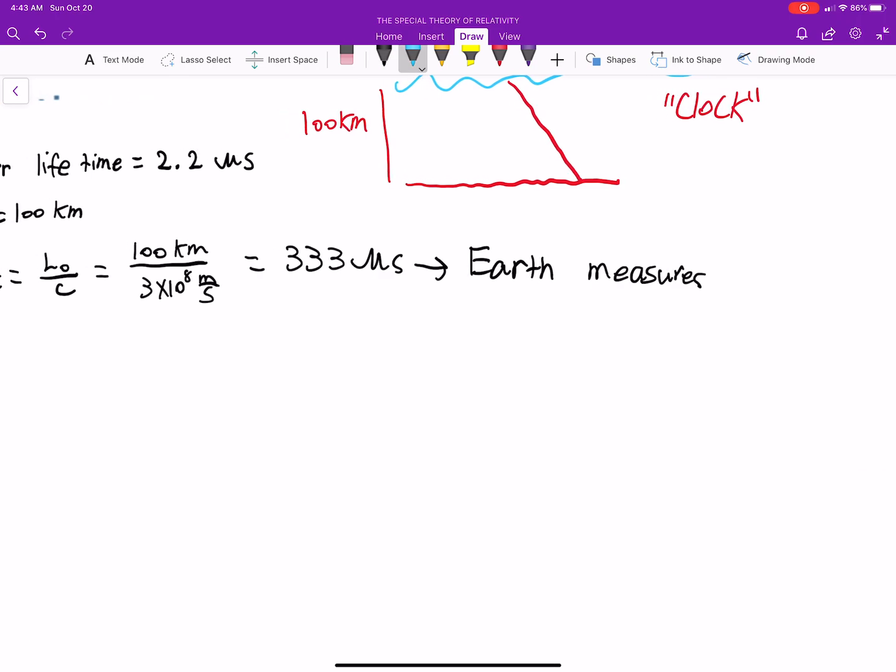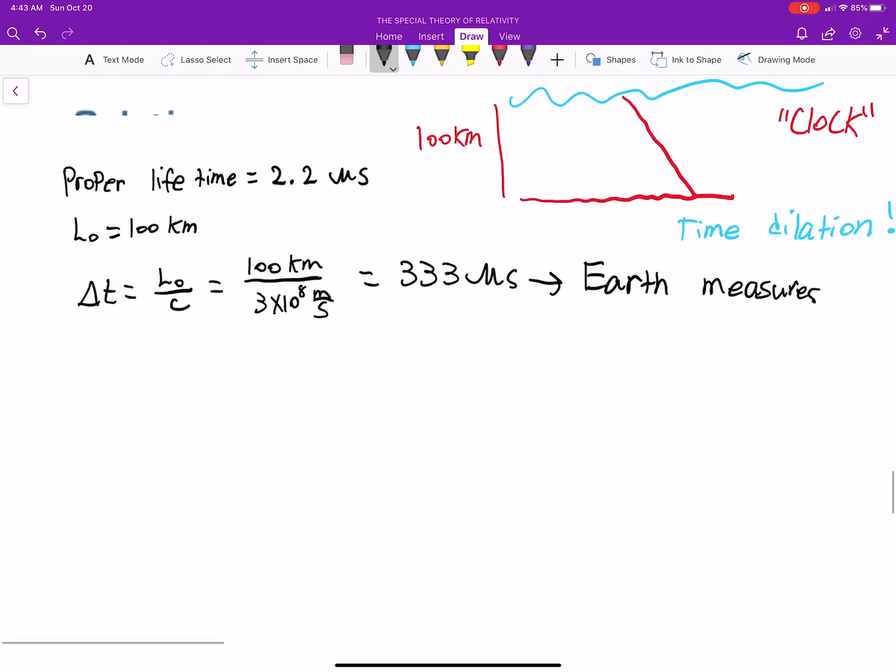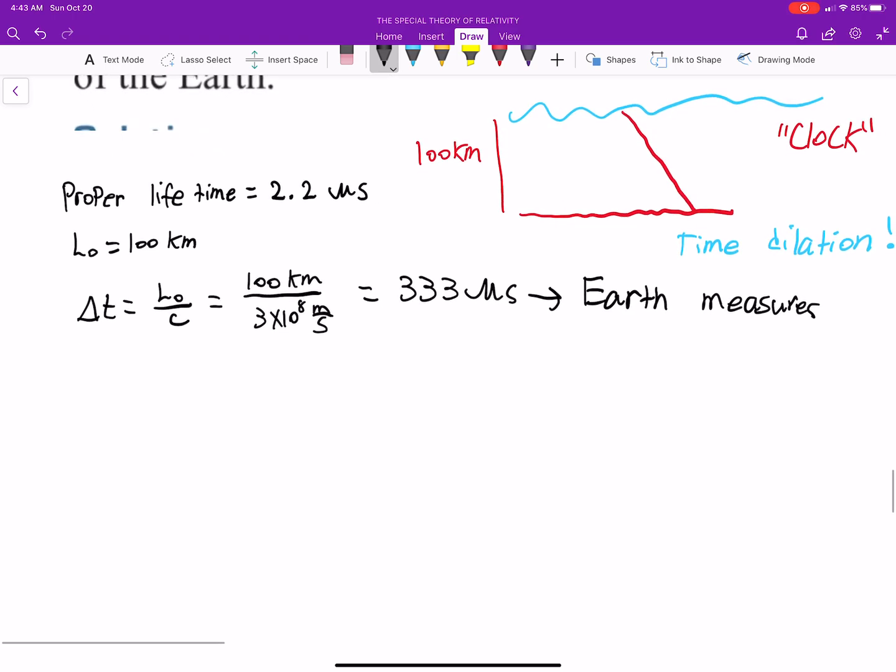Now this is our time dilation. It's dilated. It's a lot longer than the proper time of just 2.2 microseconds. I guess micro is not very big, but the fact that they're not the same is big enough of a concern that it becomes relevant in experiment. Okay, now that is the time from the Earth's perspective.